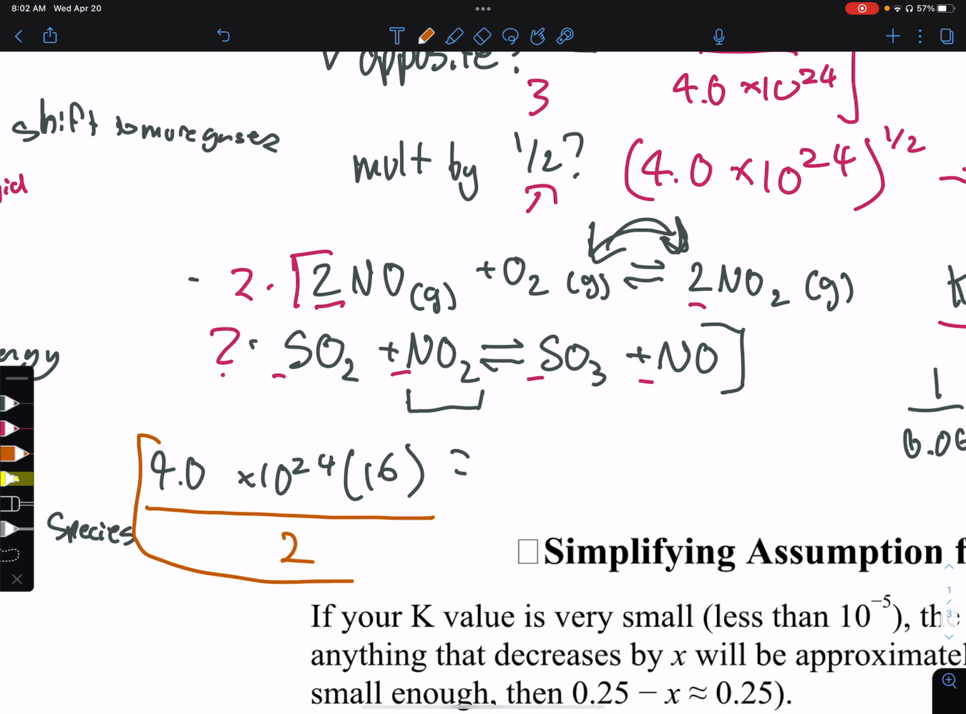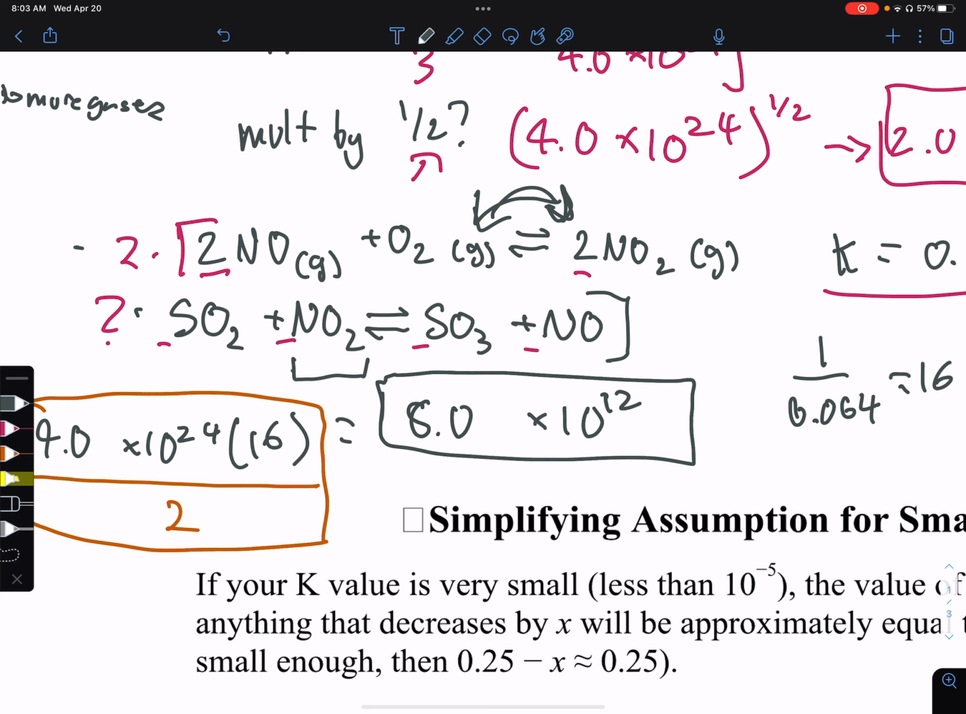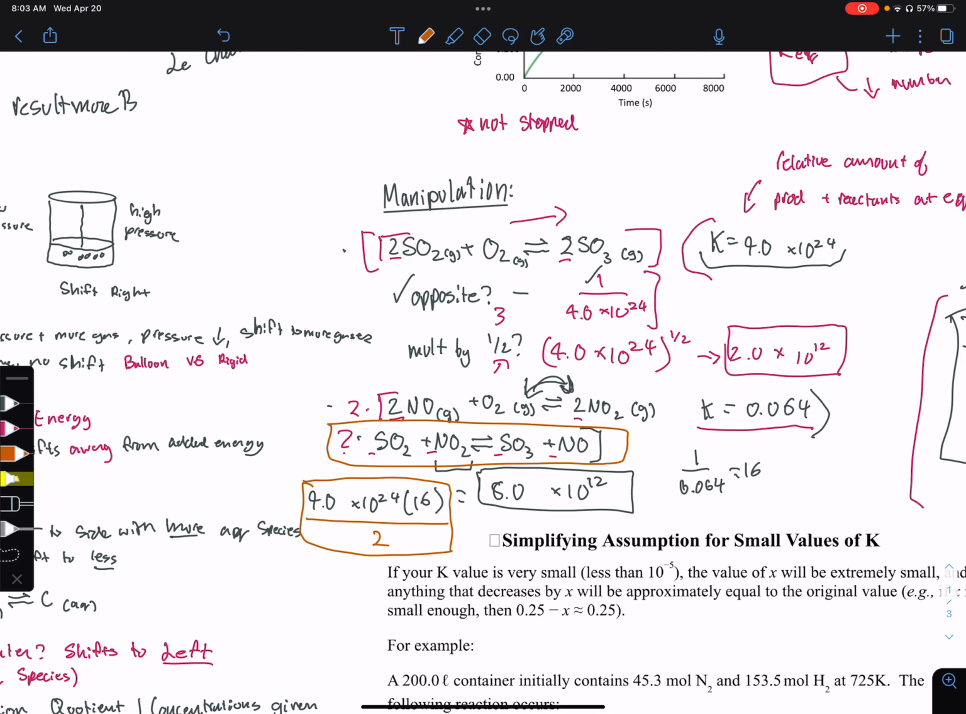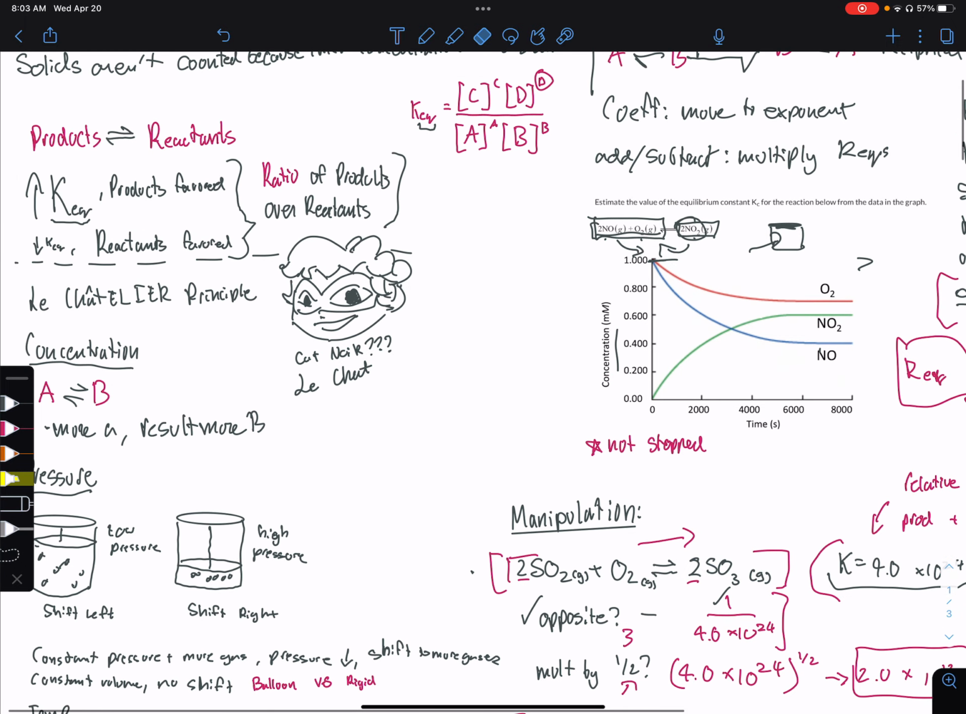So if you solve this, you'll get some value, and this value I did on my calculator earlier is 8.0 times 10 to the 12, not negative 12. And this will be the k value for this. Obviously there's some practice needing to be done there, but that's essentially what you do. All right, video is getting kind of long. Sorry, but hopefully you're understanding stuff.